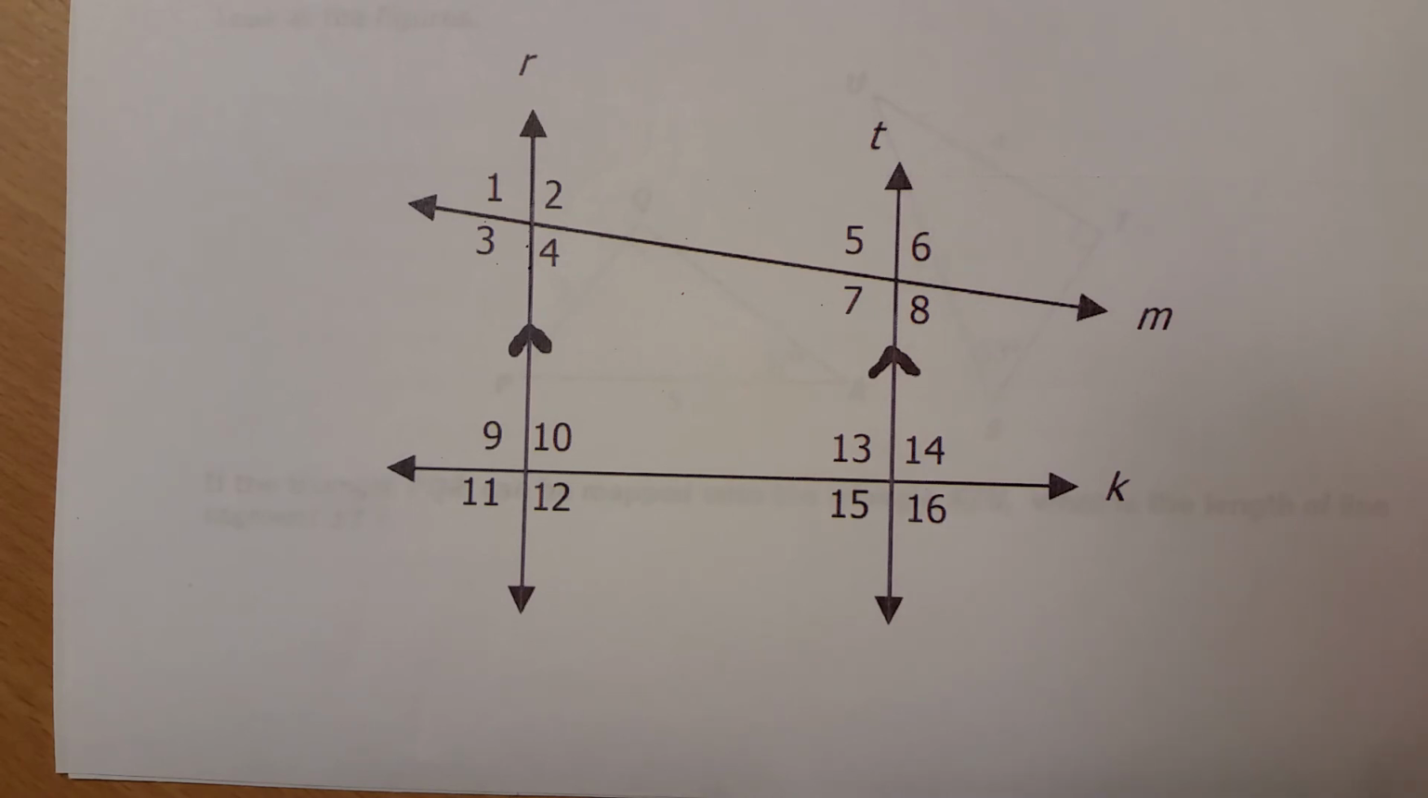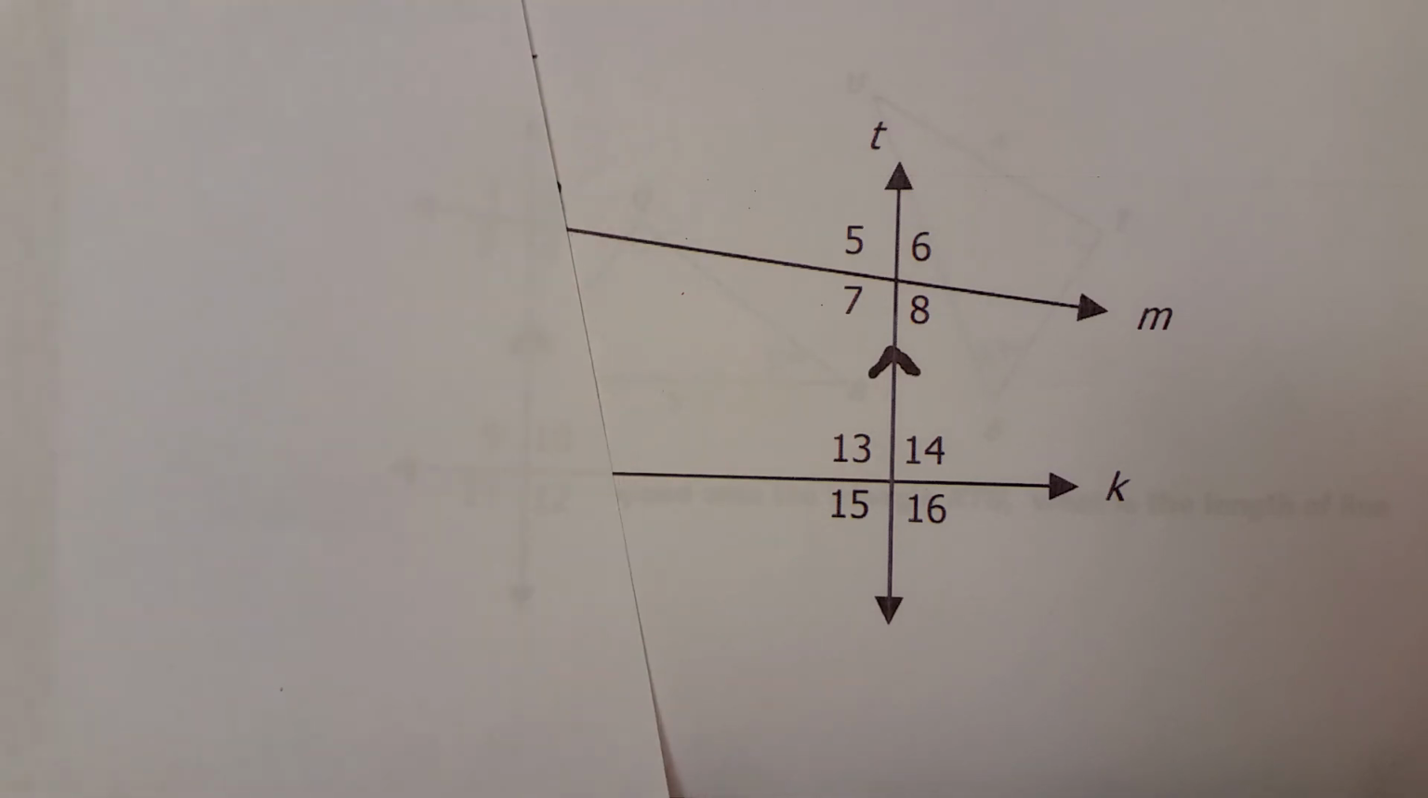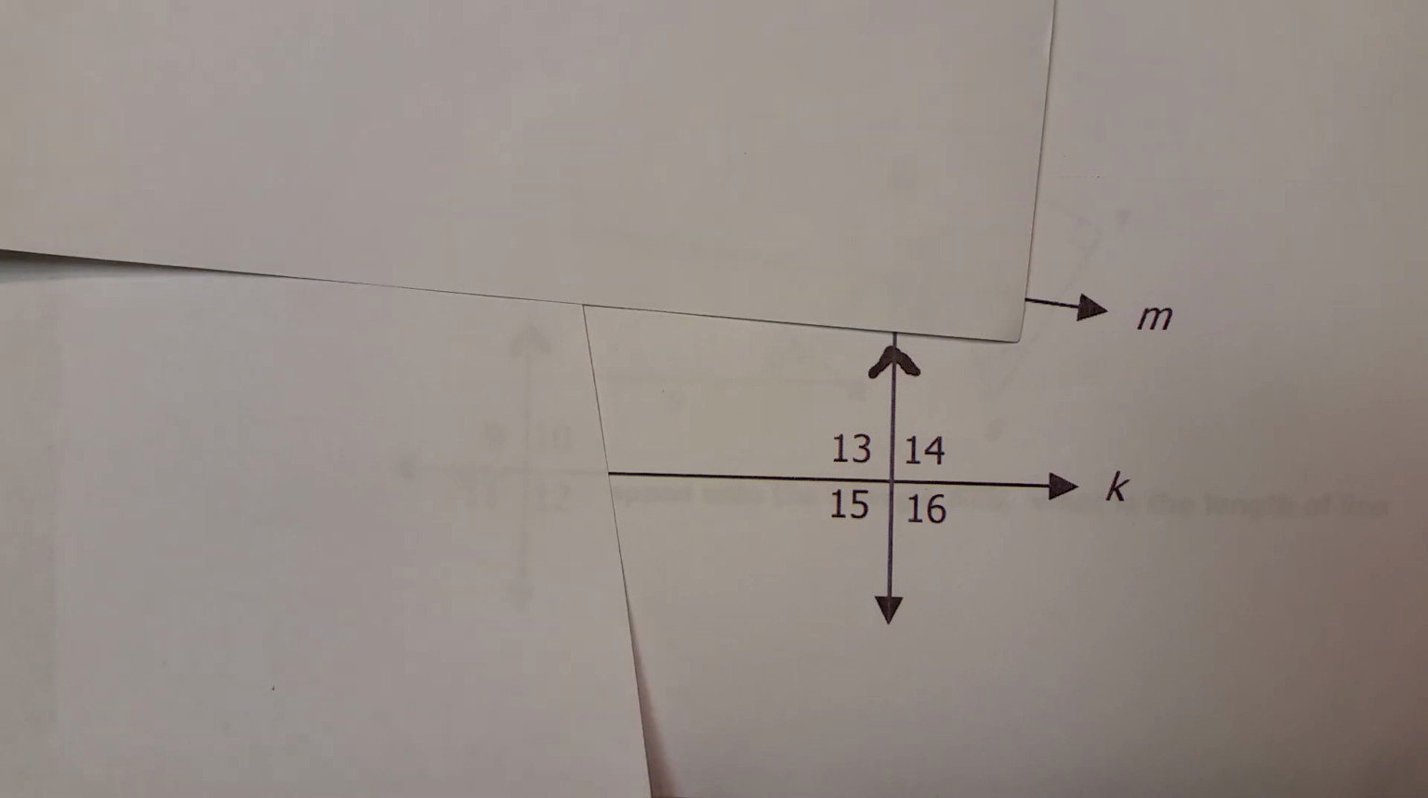How about 13 and 15? 13 and 15, they're formed by that one intersection. So if we ignore all the other lines that are not used in forming those, if there's just two lines that form the angles, then they're either a linear pair or vertical. And 13 and 15 are a linear pair because they form the straight line there.